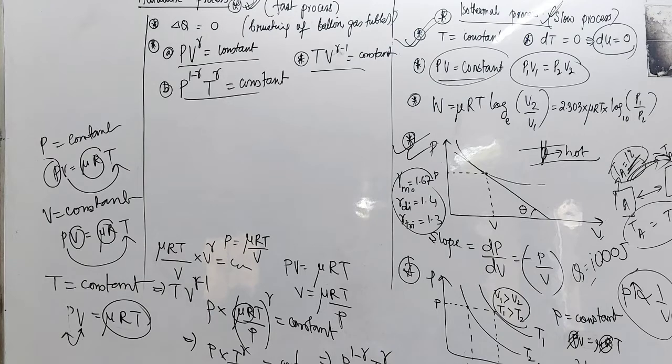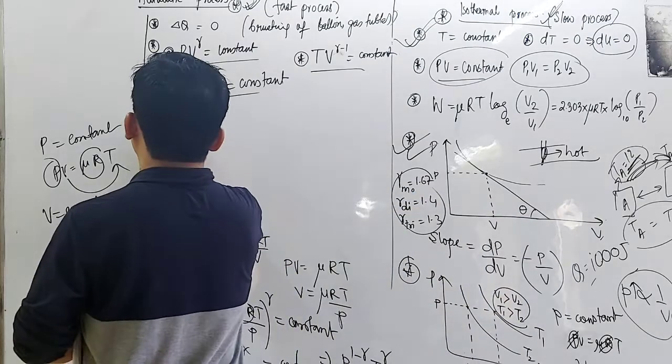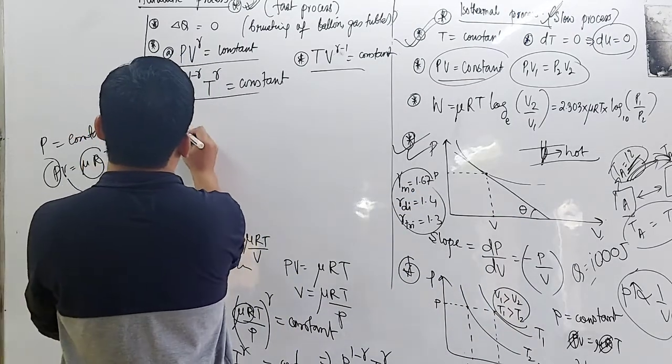In the remaining three processes, only two variables get changed and one will remain constant. Okay, understood already? Now let us see the second very important point: work done. What is work done?